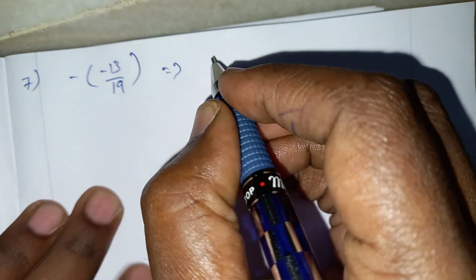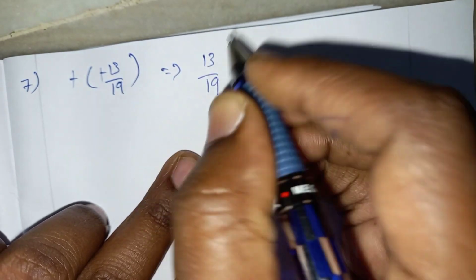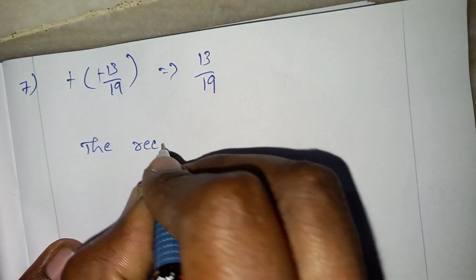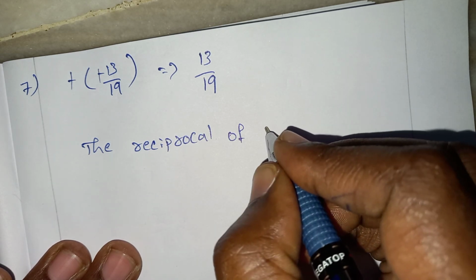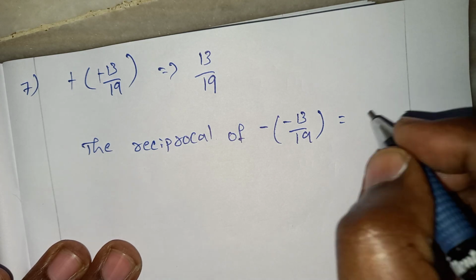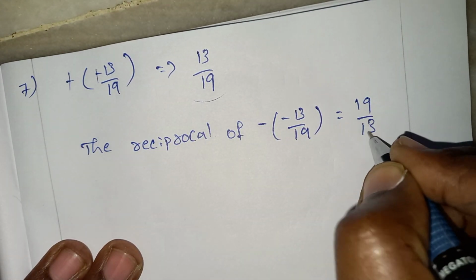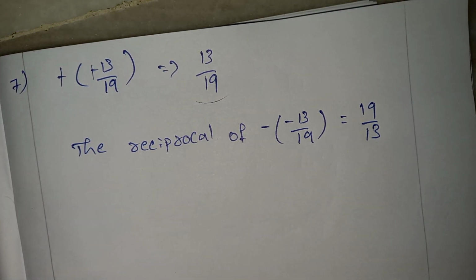First we have to change it as minus into minus, plus. So 13 by 19. The reciprocal of -13 by 19 is equal to, what's the number? 13 by 19 means the reciprocal is 19 by 13. Simple. Okay. Hope you understand the things well.